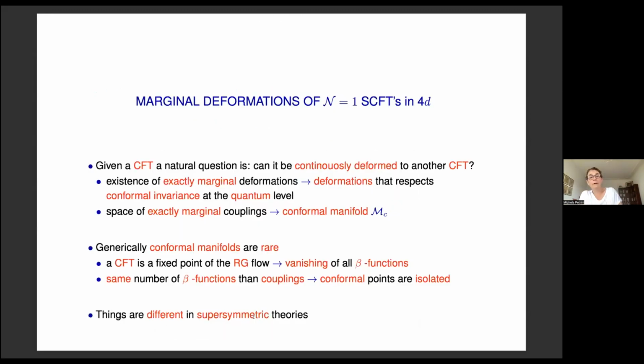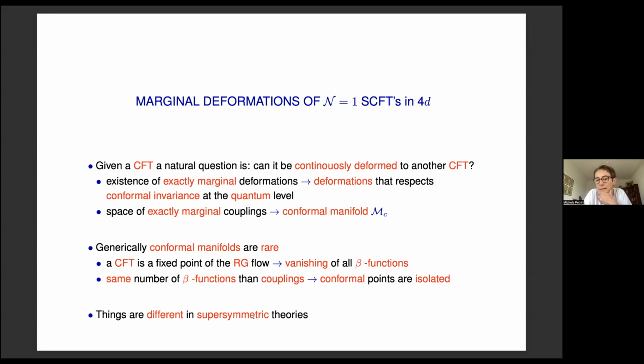So let's start with a brief summary of what marginal deformations are, or better, exactly marginal deformations. When we have a CFT, it is natural to see whether we can deform it in a continuous way, always ending up in other CFTs. This means that the CFT admits exactly marginal deformations, which are deformations that respect conformal invariance also at the quantum level. When such an exactly marginal coupling exists, we say that the theory admits a conformal manifold.